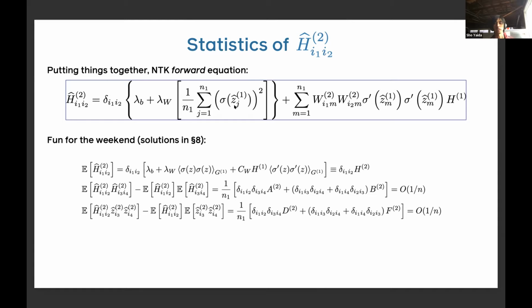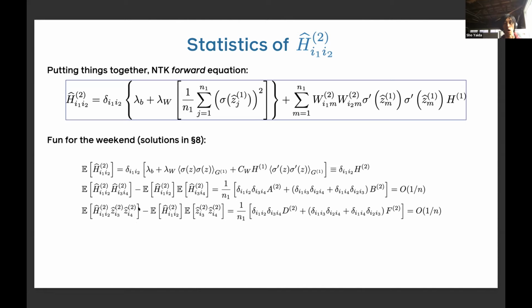Now you've got this forward equation, you can try to evaluate the statistics, and I'll leave that for fun for the weekend, if you call that fun. I call that fun. You can evaluate the mean of the NTK, and this is what you get. You can also evaluate the variance of the NTK, which captures the magnitude of fluctuation of the NTK, and you see that it's 1/n suppressed. You can also get the concrete expression for A2 and B2. You can look at the solution in a specified chapter, but I recommend you do it on your own. Also, now the NTK starts to correlate with the pre-activation. So there's a statistical dependency between these two objects.